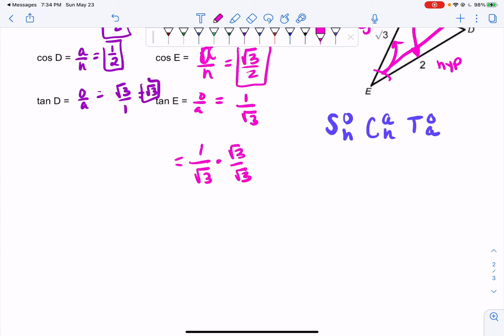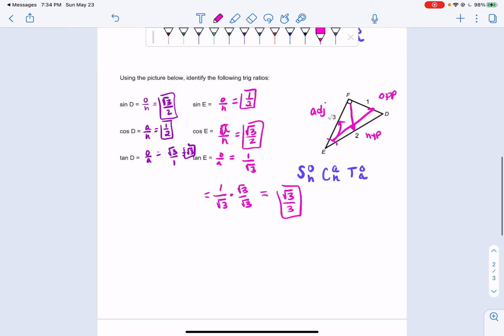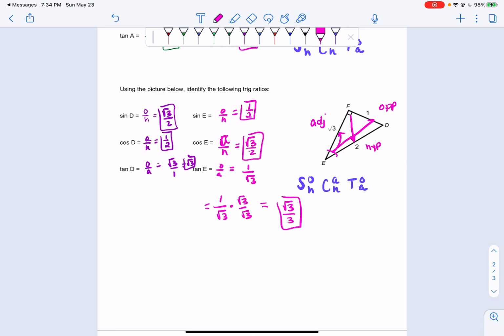What's 1 times radical 3? Very good, it's radical 3. And what's radical 3 times radical 3? It's 3. So I can say tangent of E is radical 3 over 3 for this image.